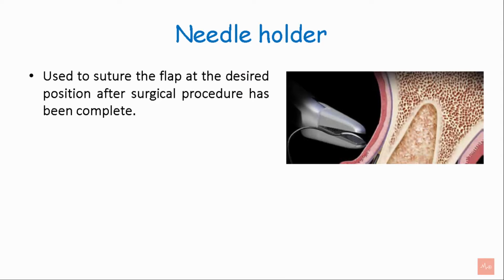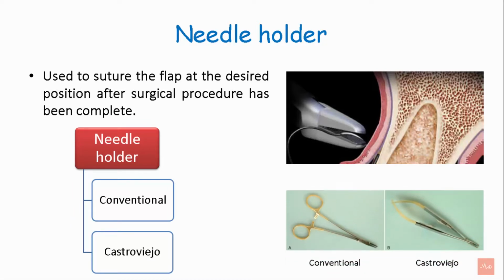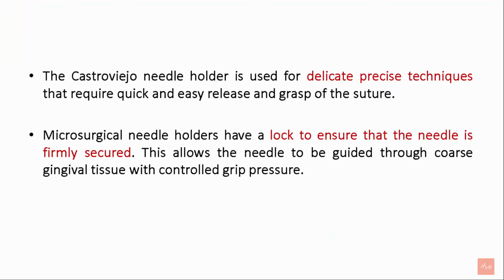Needle holder. It is used to suture the flap at the desired position after surgical procedure has been complete. Needle holder can be available as conventional or Castroviejo microsurgical instruments. These are the conventional and Castroviejo needle holders. The conventional needle holders are available in different sizes. The tip of the needle holders are serrated, which ensures firm and proper grip of the needle.